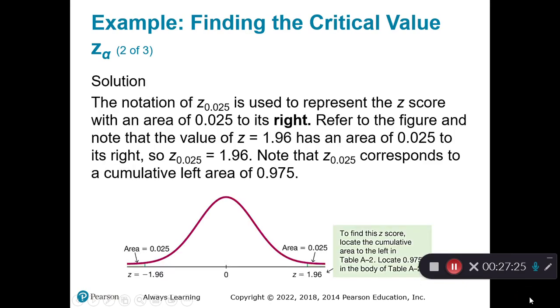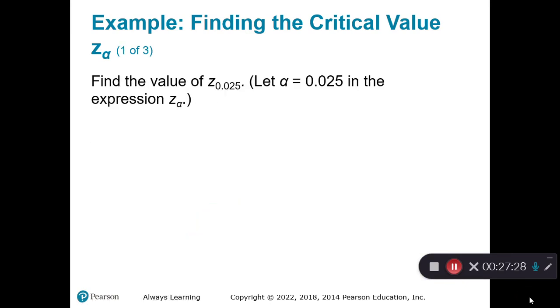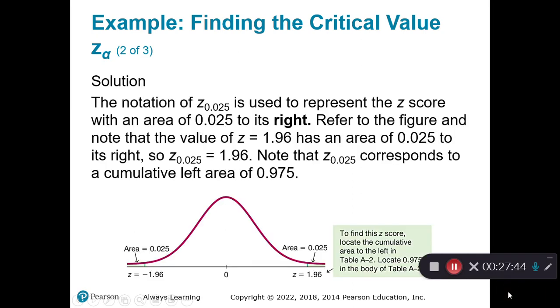Here's an example where we have to find a critical value. It's asking us to find the critical value where the area to the right is equal to 0.025. So that is what alpha stands for, 0.025. So let's take a look at this normal distribution in graphical form. Here we have the mean equal to 0 right at the center. We want the area to the right of Z to be equal to 0.025.